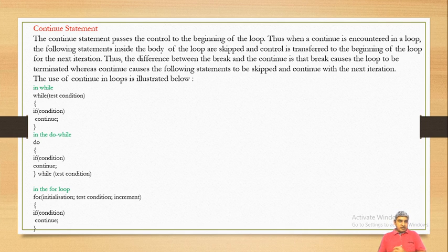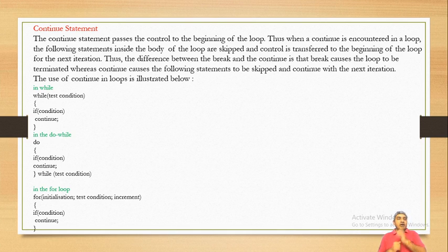Now the continue statement used in a while loop. First while test condition. If the condition is true, then the statement block is executed. If the condition is true, the while loop is executed. But if the condition is false, we still continue the program, or continue the execution.